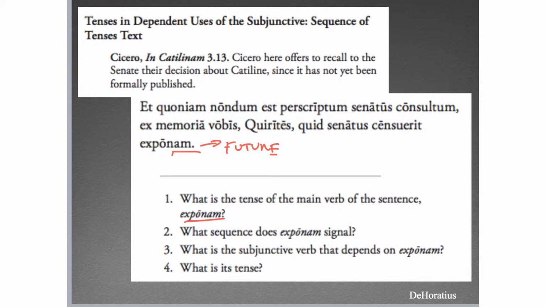So that takes care of number 2. What sequence? That's going to be primary. The subjunctive verb that depends on exponam is going to be censuerit. With that eri, that is going to be a perfect subjunctive. And as we know, even though it doesn't ask it, perfect subjunctive indicates time before in primary sequence.